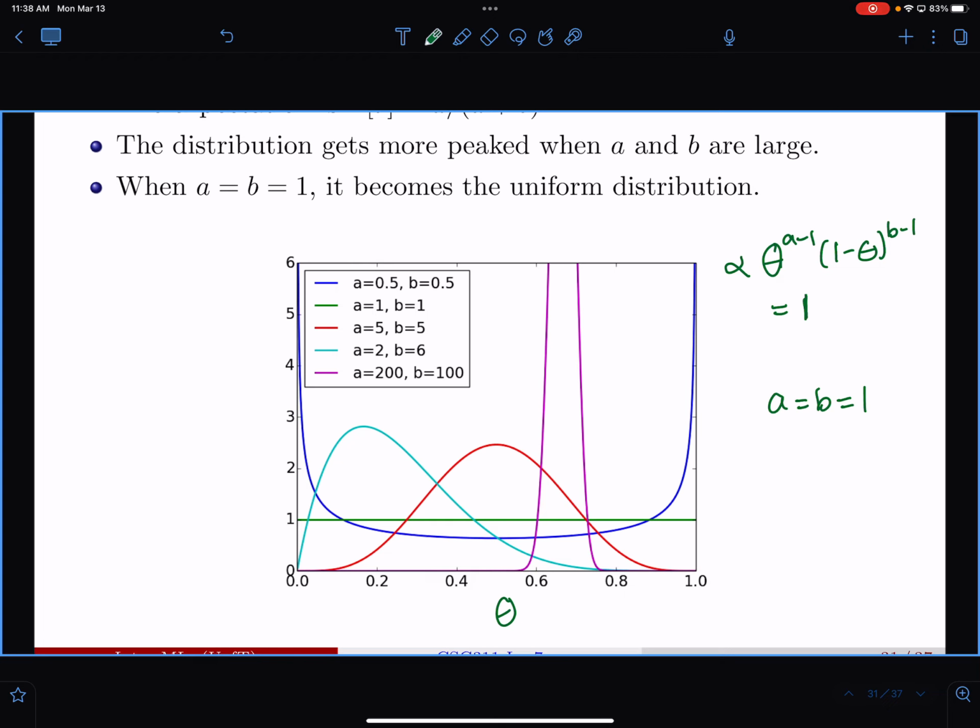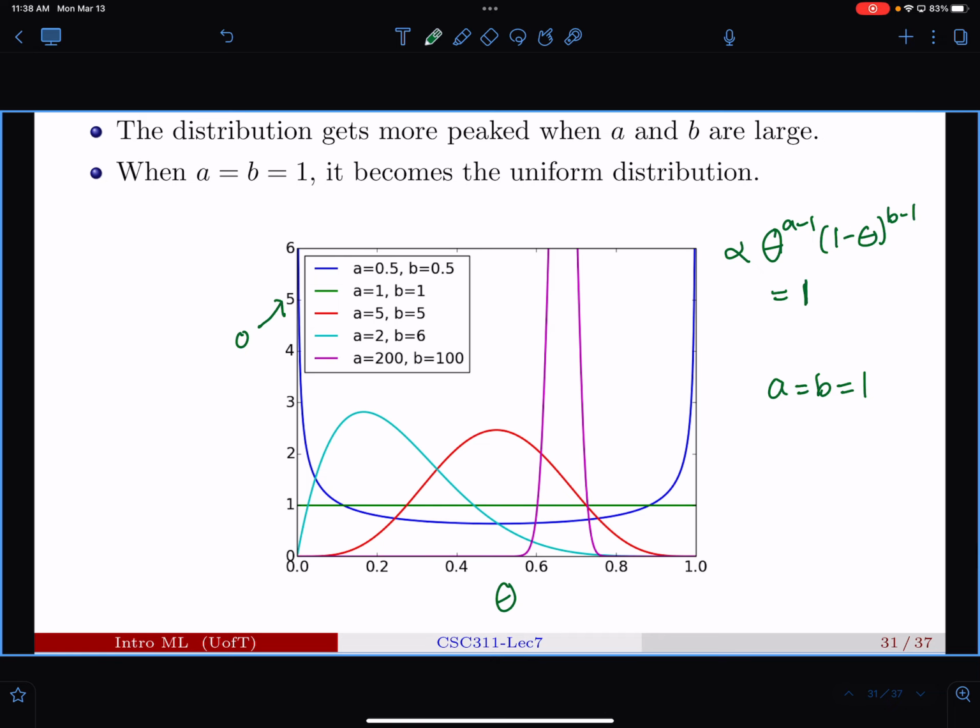And you can see how different choices of A and B give different possible interpretations. If A and B are relatively small, most of your probability is concentrated around 0 and 1, so you have the blue curve. Then as you increase A and B, you get sharper, bell-shaped curves that become progressively sharper around the values you choose. A equals 1 and B equals 1 is uniform, and A equals 5, B equals 5 gets you something that's roughly Gaussian shaped.